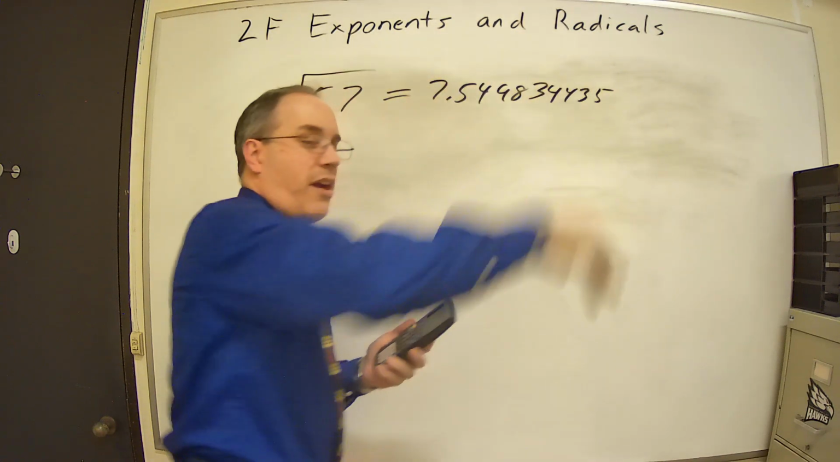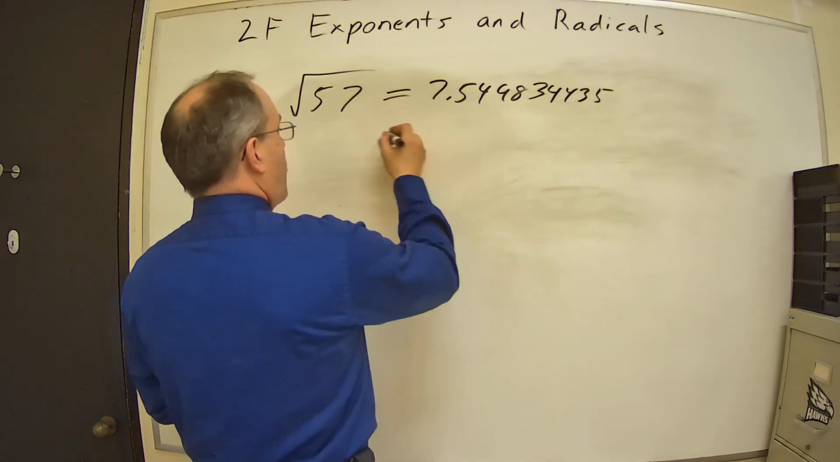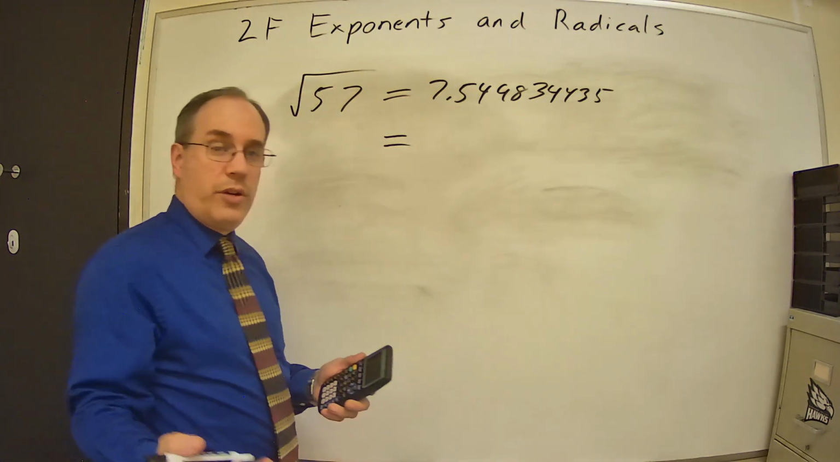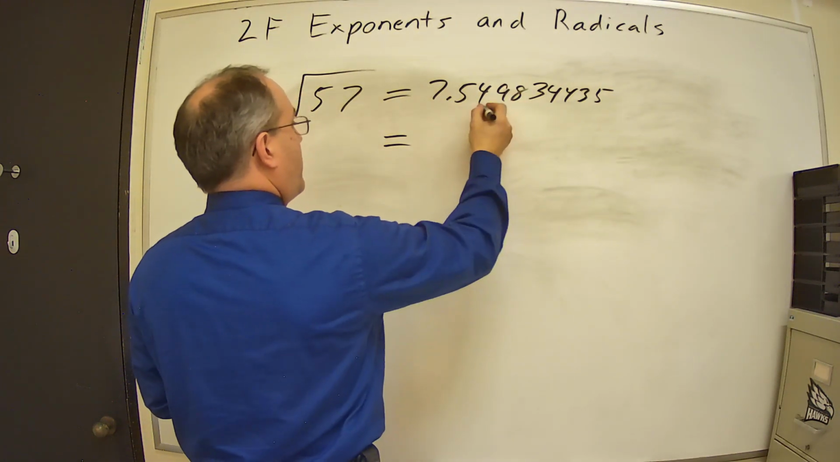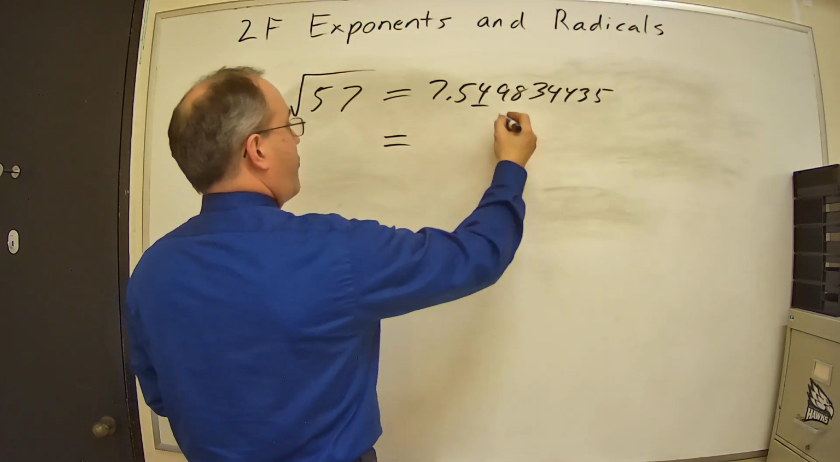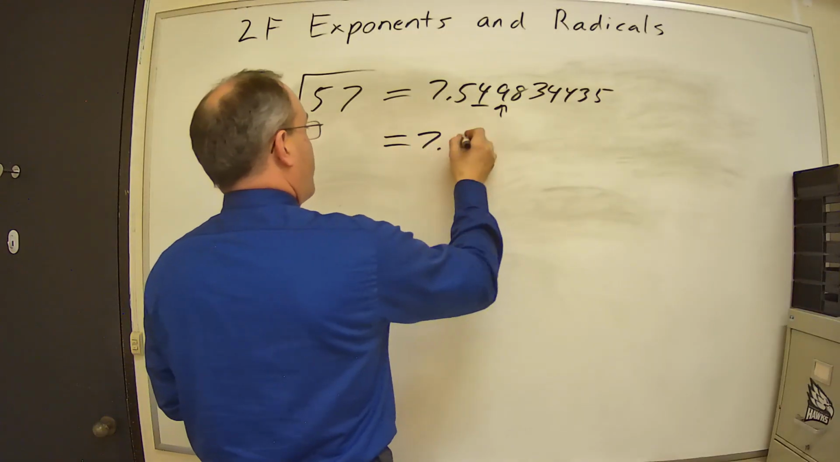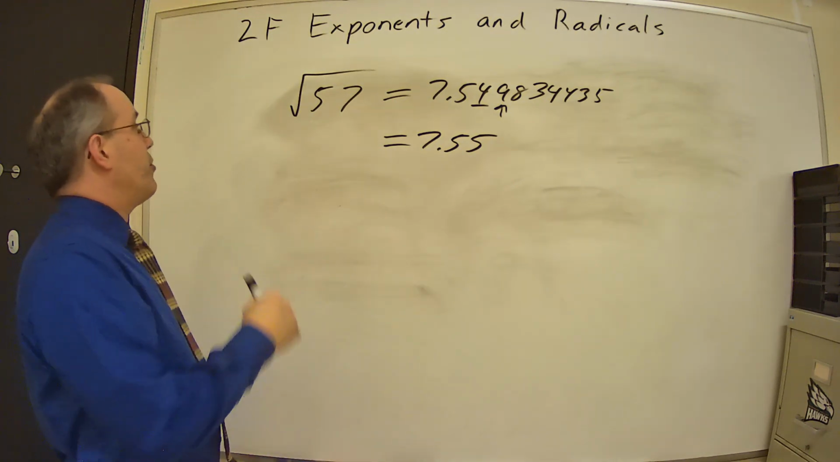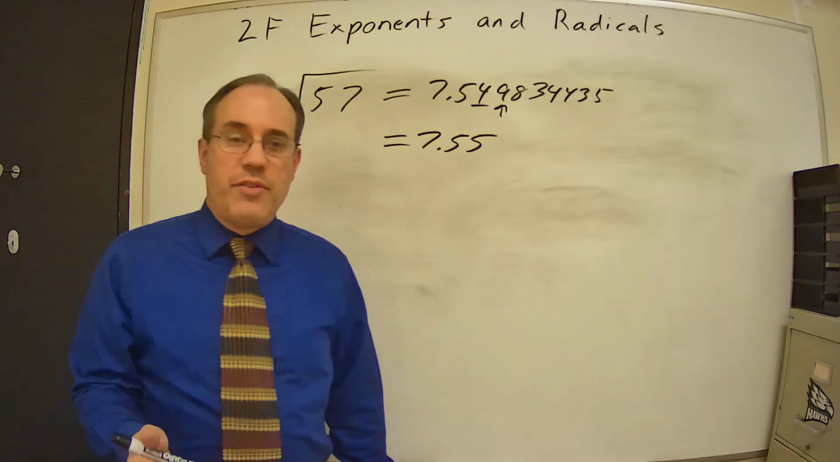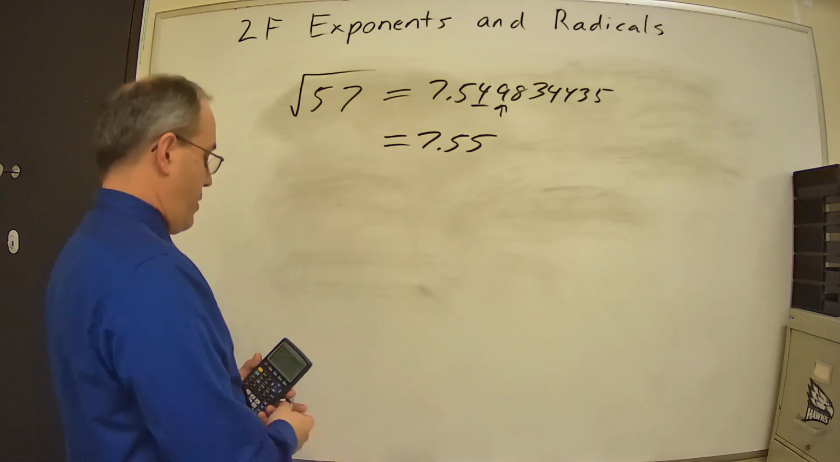7.549834435, and it keeps going on forever. It's an irrational number. But I said, hey, I want to do this to 2 decimal places. So I come over here, remember that's a 9. So I have the 4. I look to the right, I've got a 9. It says I round up, so 7.55. So the square root of 57 is approximately 7.55. So that's pulling it out of our calculator.